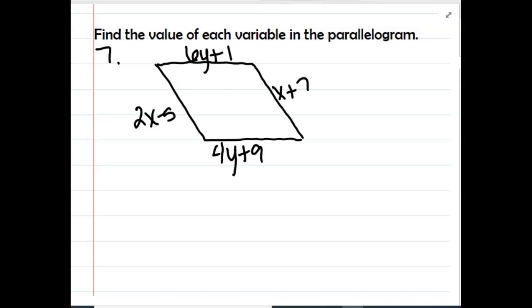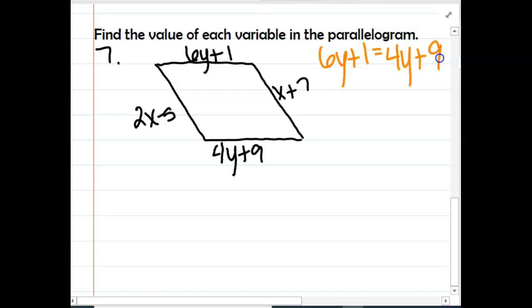Now, I'm not given transversals this time, but I don't need the transversals, but I am given all 4 sides. What do you know about the sides of the parallelogram? Right, the opposite sides are congruent. Now, it's not all of them, right? They're not all congruent, but the top is congruent with the bottom. So how would you write an equation with that information? 6y plus 1 equals 4y plus 9, and the other one would be 2x minus 5 equals x plus 7.